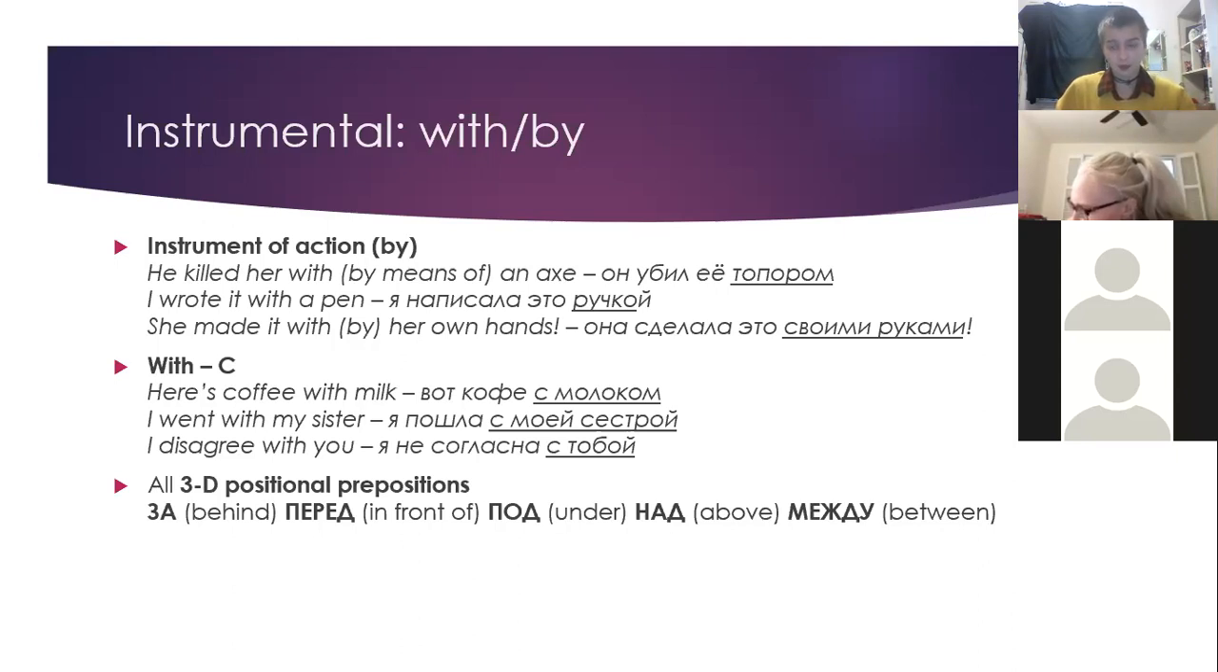За, behind. Not the kind of за that is for, but за, behind. За домом, behind the house. Перед, in front. Перед мной, in front of me. Под, под машиной, under the car. Над, above something. Над головой, above my head. Or между нами, between us.